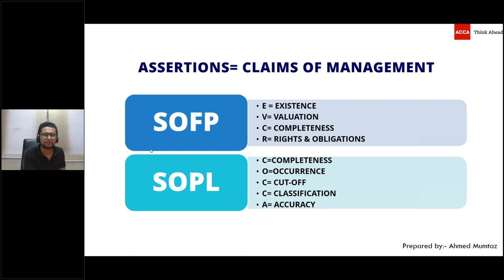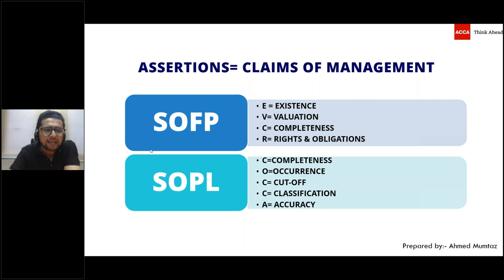So if inventory is in transit, it could possibly mean that the goods have been dispatched from the store, but they have not been received by the customer as yet. Or maybe it's the other way around. The goods have been dispatched by your supplier, but you have not actually received them as yet. So this is what we call goods in transit. So this is it.